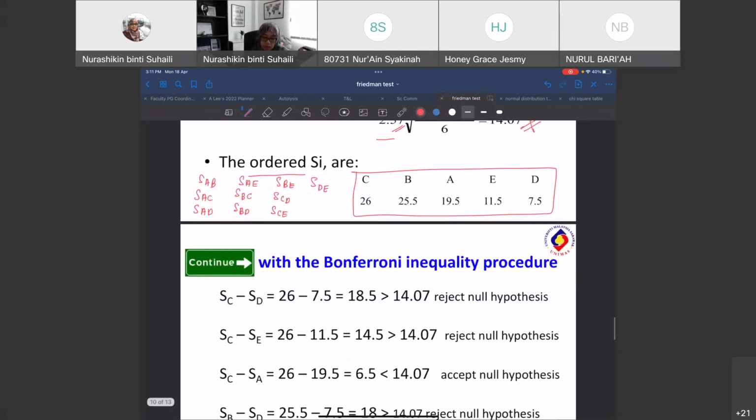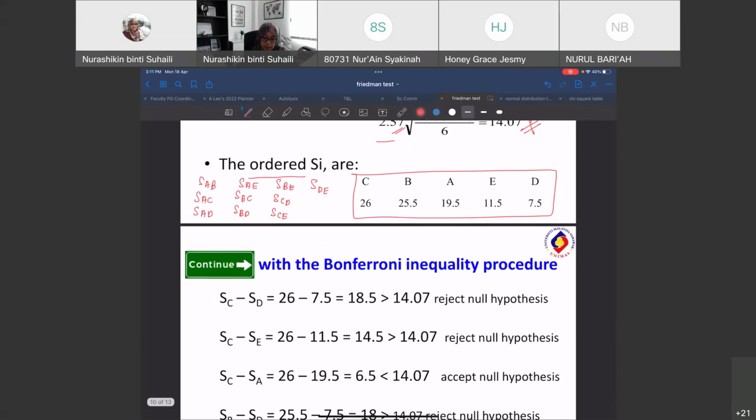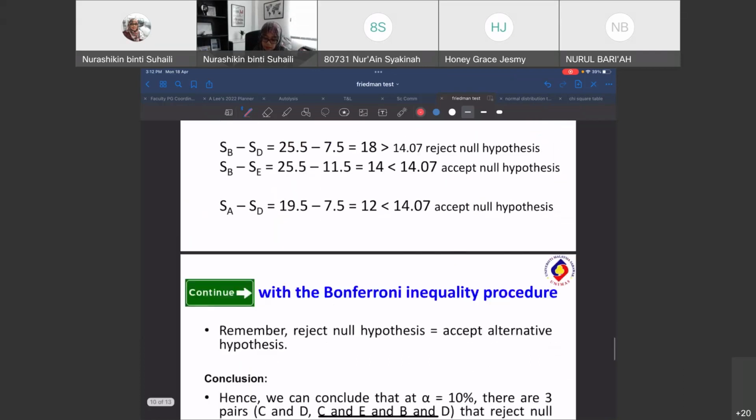So what you have to do with all the pairs, for example, SAB, the sum of the ranks, like 19.5 minus B is 25.5. Don't forget that you have this absolute value. If you don't have the absolute value symbol, it will be negative, isn't it? But because you have that bar, that absolute value, it would be positive. So you only consider 6, not negative 6. This value is the one that you have to compare with.